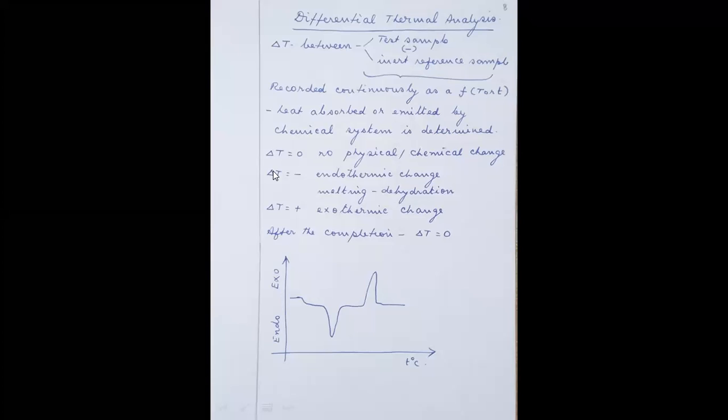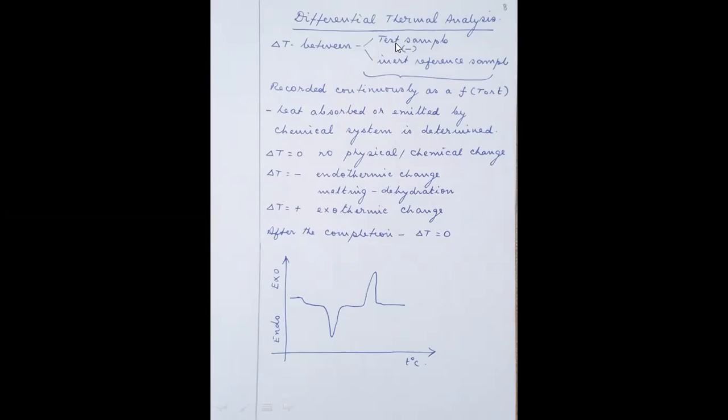If the temperature difference is negative, then you may ask a question: which has to be subtracted from which? Whether the temperature of the sample has to be subtracted from the temperature of the inert reference sample, or the inert reference sample has to be subtracted from the temperature of the test sample. That is why I have put a sign here. You are going to measure the temperature of the sample minus the temperature of the reference sample. That is the order, because here the sign is going to be very significant.